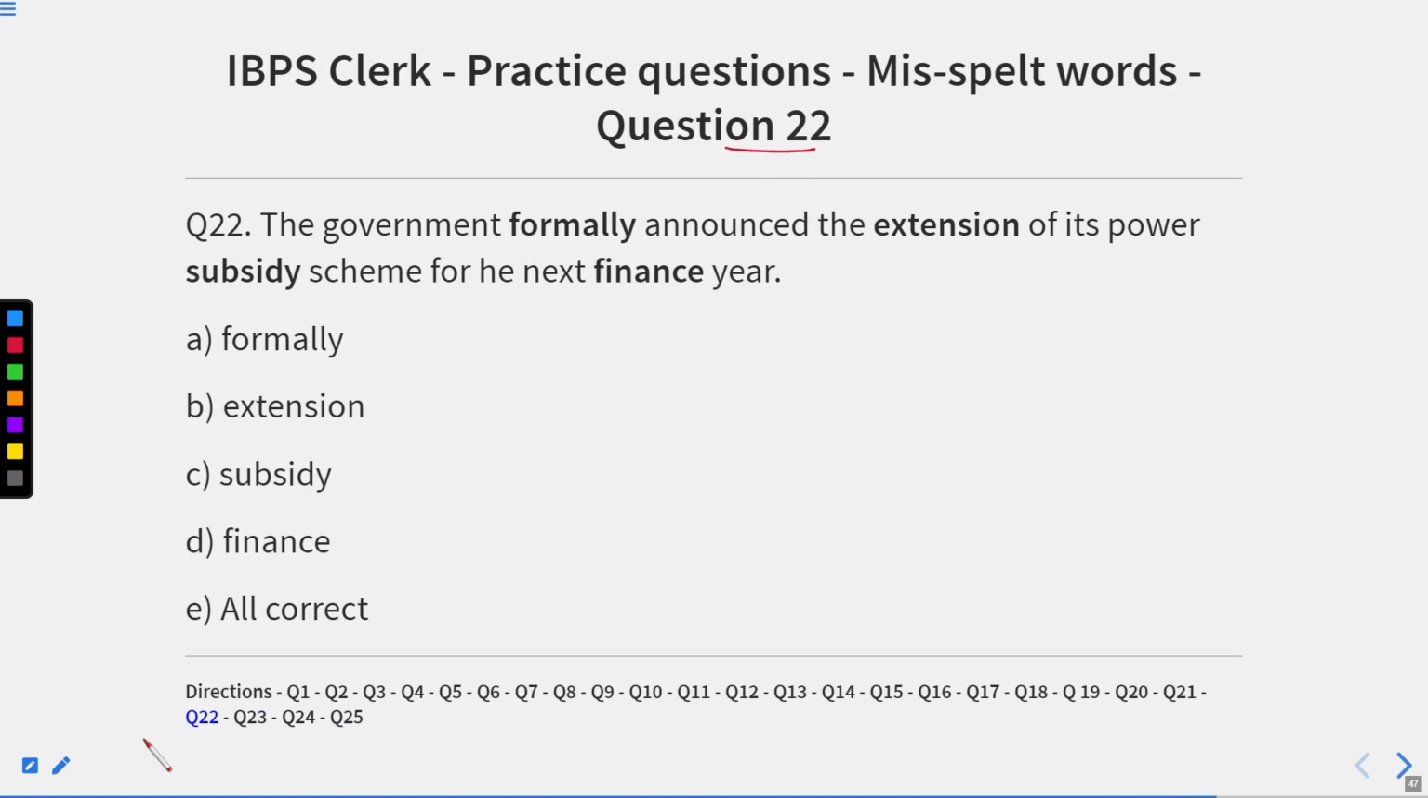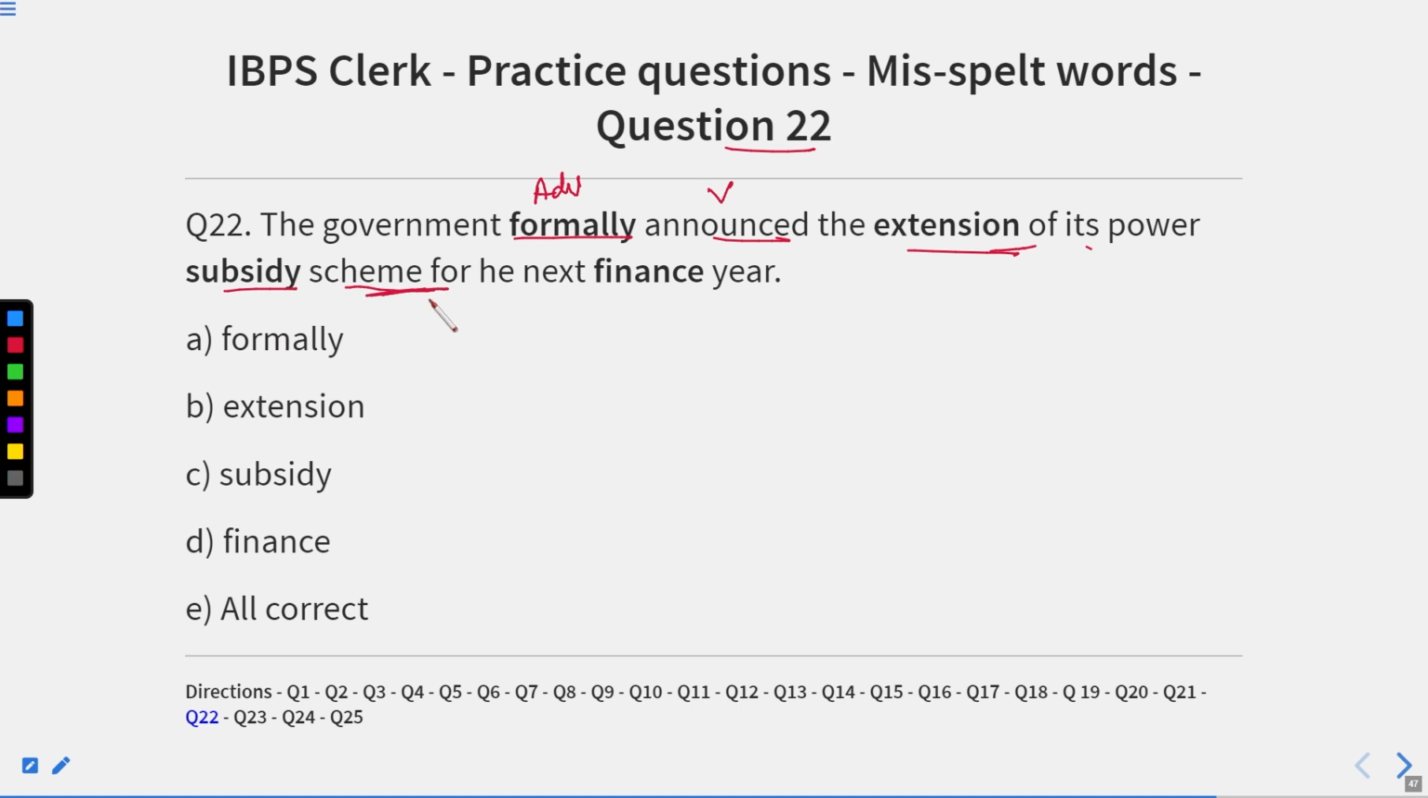This is question number 22. The government formally announced the extension of its PAR subsidy scheme for the next finance year. Now let us see the spellings. Formally, FORMALLY, formally announced. Announced is actually a verb, and to qualify this verb, we need an adverb. So this formally is absolutely correct over here. The extension of its PAR subsidy. Extension means just to make it bigger. So this is also correct, of its PAR subsidy scheme.